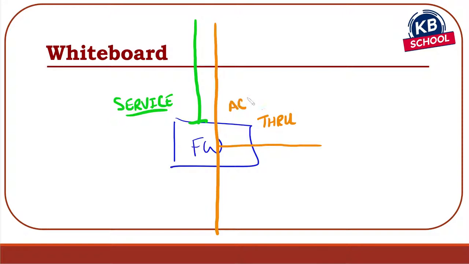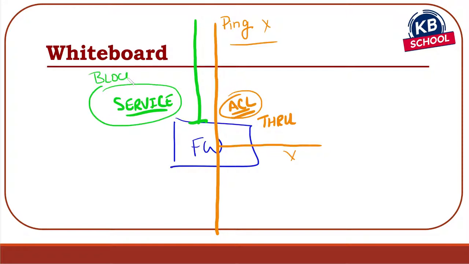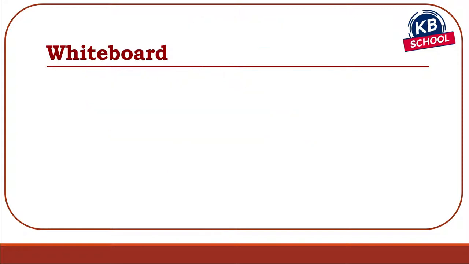ACL will affect the through traffic. Service will affect the through traffic. And they have nothing to do with each other. So if somebody wants to ping from here, he wants to ping this guy over here, I would need to allow that entry in the ACL. The service will not affect it. If I block something in the service, it has no implications on the through traffic. So something that you need to keep in mind. So they don't affect each other.